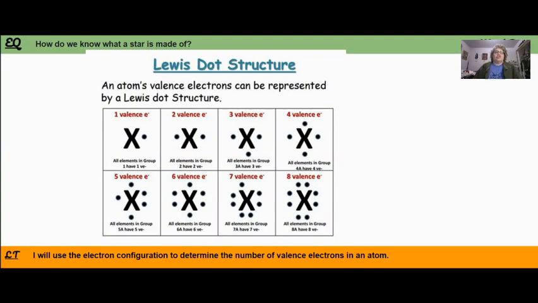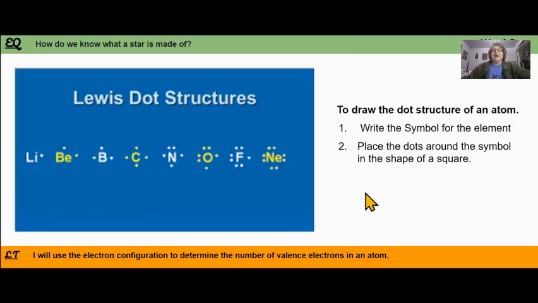Dot structure, or just dot structure. Basically, if you take the valence electrons and represent them as dots around the symbol, you have the Lewis dot structure. And these are going to be helpful for when we're actually working with bonding and putting more than one atom together. Okay. But we're going to introduce them here because we're using the valence electrons.